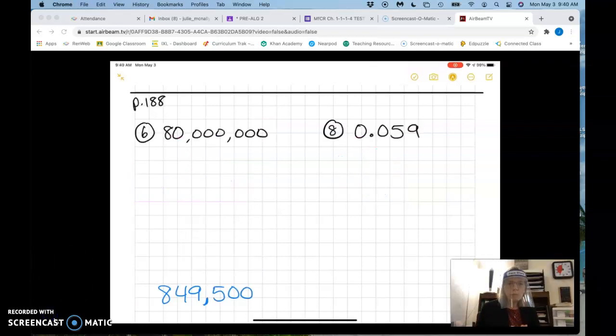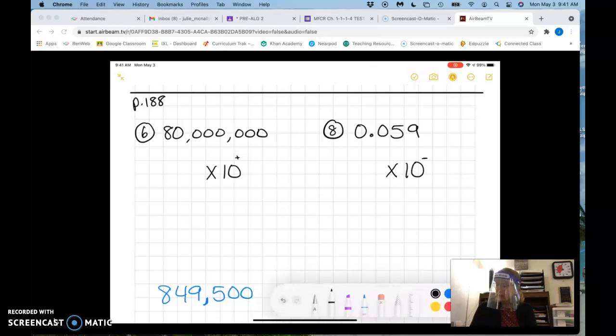All right, for the last two, we are putting it into scientific notation now. So we're taking a big number or a small number and writing it with that times 10 to the something power. Number 6, is that a large number or a small number? Large. So what kind of exponent will I have? Positive exponent. So I'm just going to write that there so I don't forget. And number 8, is it large or small? Small. So what kind of exponent? Negative exponent.